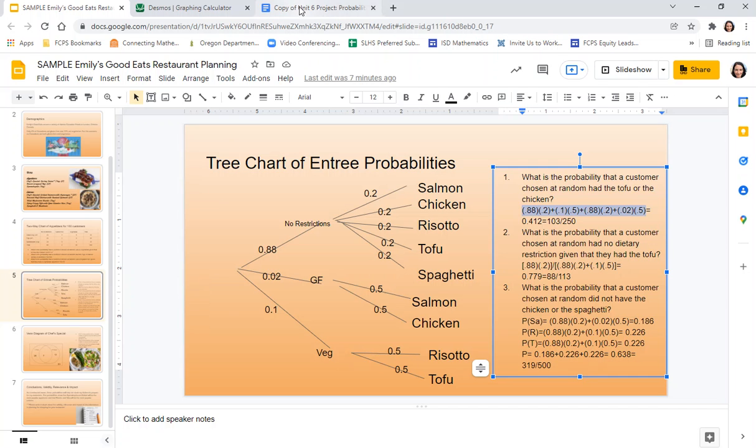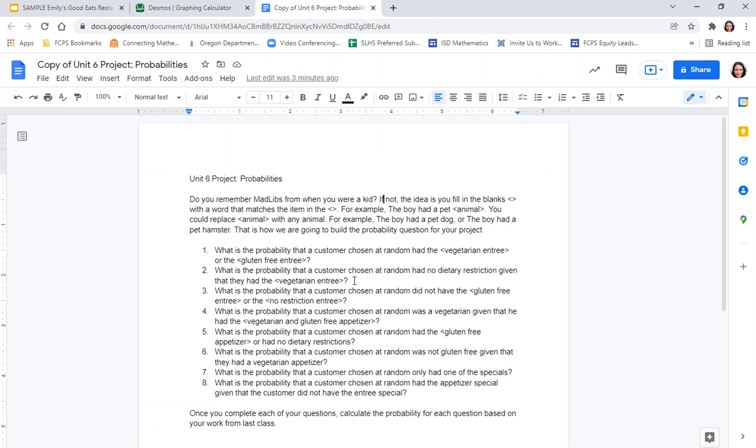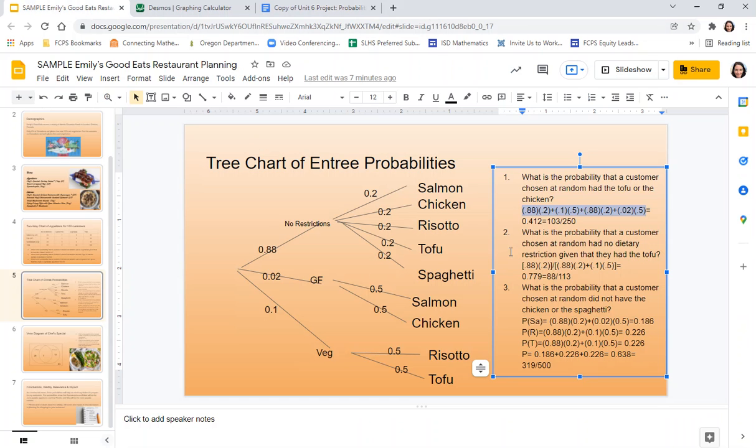All right, let's look at number 2. What is the probability a customer chosen at random had no dietary restrictions given that they had the vegetarian entree? Again, you're going to choose a vegetarian entree there. I chose tofu again for my vegetarian entree. So what is the probability a customer chosen at random had no dietary restrictions given that they had the tofu?